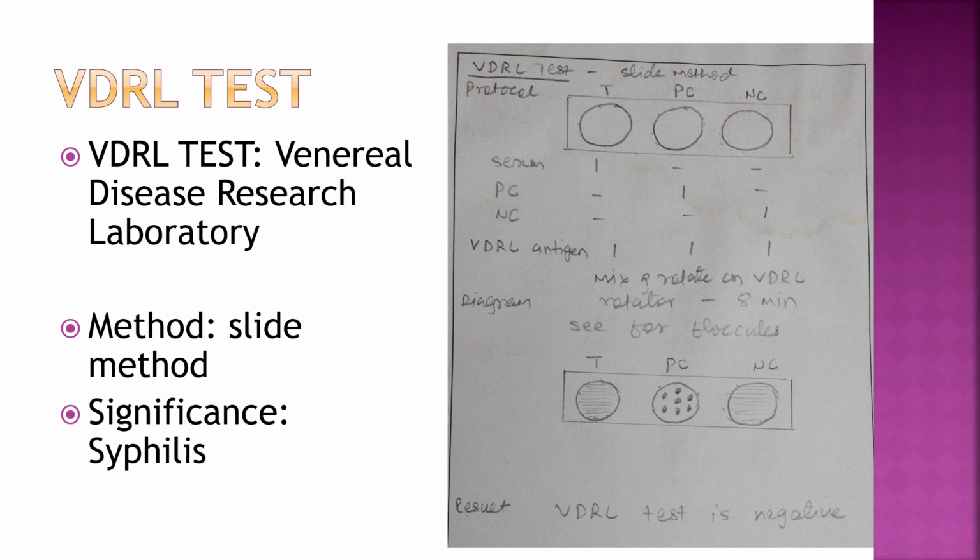if strong floccule is seen, it is strongly positive. The significance is that it is done for the diagnosis of syphilis, which is caused by Treponema pallidum spirochetes. It is a sexually transmitted disease, and the test should usually be done in pregnancy to rule out congenital syphilis, because the baby may get stillbirth, IUD, or mental retardation. So the syphilis test is done.